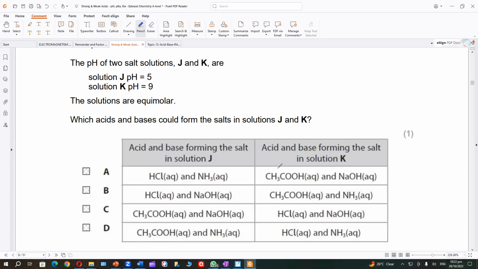HCl and NH3 gives you the acid and base forming the salt in solution J. Oh, I get it. Solution J has a pH of 5, so it has to be. Wait, when it says solution pH, I'm guessing it means the center point, right? He says that the pH of the two salt solutions are pH 5 and pH 9. Remember that when you react strong acid and strong alkali, you get a neutral salt. He's not getting a neutral salt. He's getting a salt with pH 5, and a salt with pH 9.